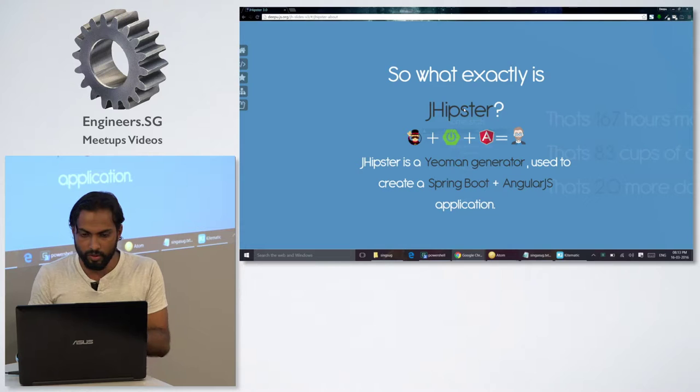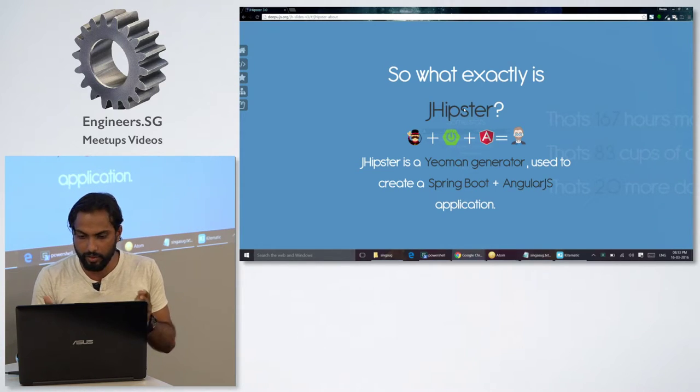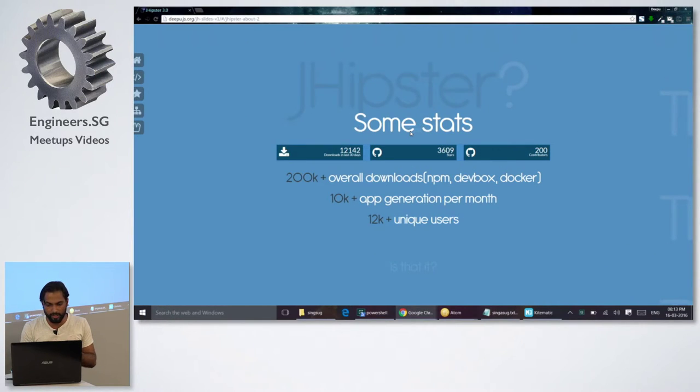So what exactly is JHipster? I think some of you would be familiar with what a Yeoman generator is. It's a framework to write scaffolders, like application generators. You can basically write a generator for pretty much anything. And we use that to build JHipster, which creates a Spring Boot plus Angular application. Currently, these are some of our stats. We have around 12K downloads in the last 30 days, some 3,600 stars, 200 contributors. We have 200K overall downloads across NPM, DevBox, Docker, everything. 10K plus app generations per month and 12K unique users as of now.